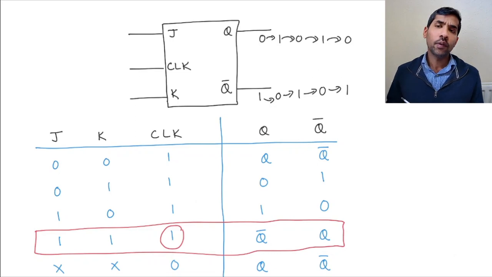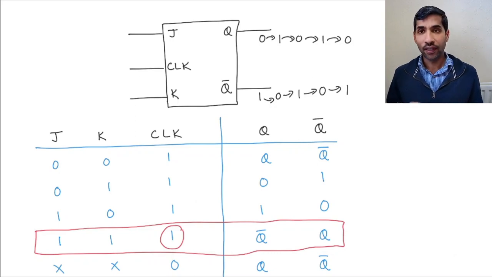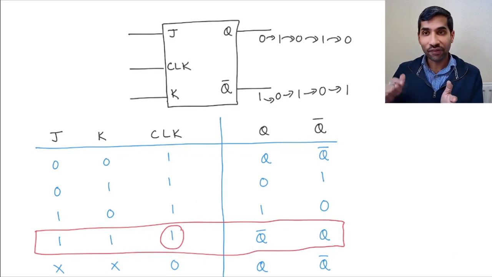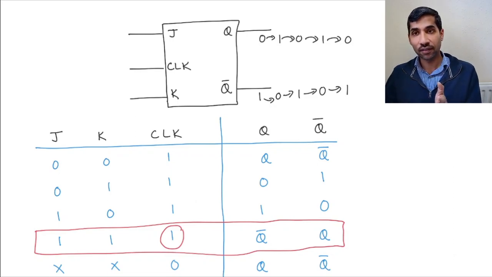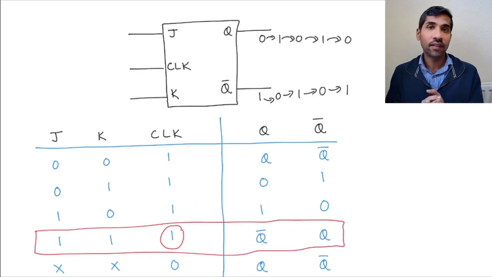Now, is there a better way of doing this? Is there a way in which we can say, whenever j is 1 and k is 1, I can trigger my flip-flop so that I get the opposite of what I previously had, instead of continuous oscillations? Does that make sense? Let's see what the solution could be in the next video.